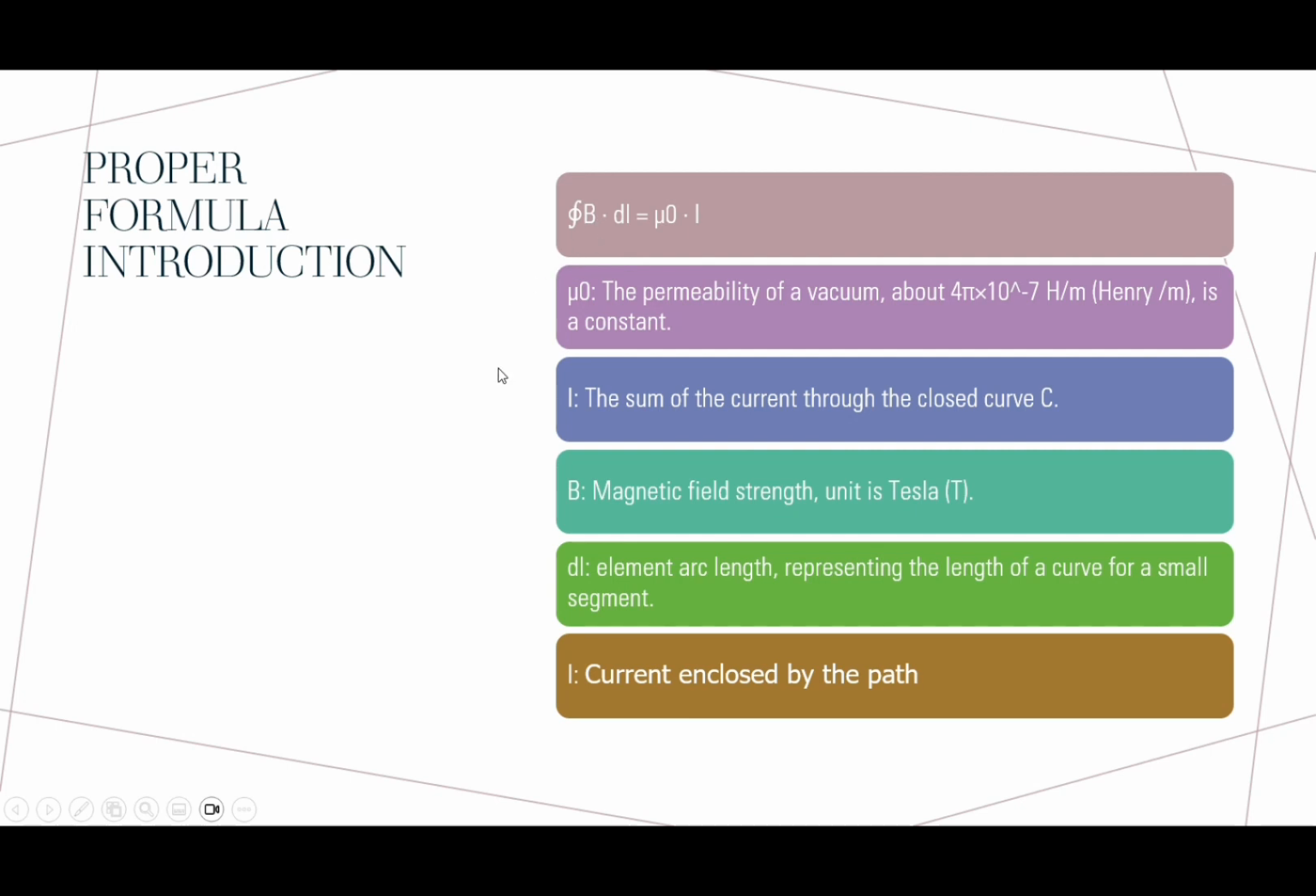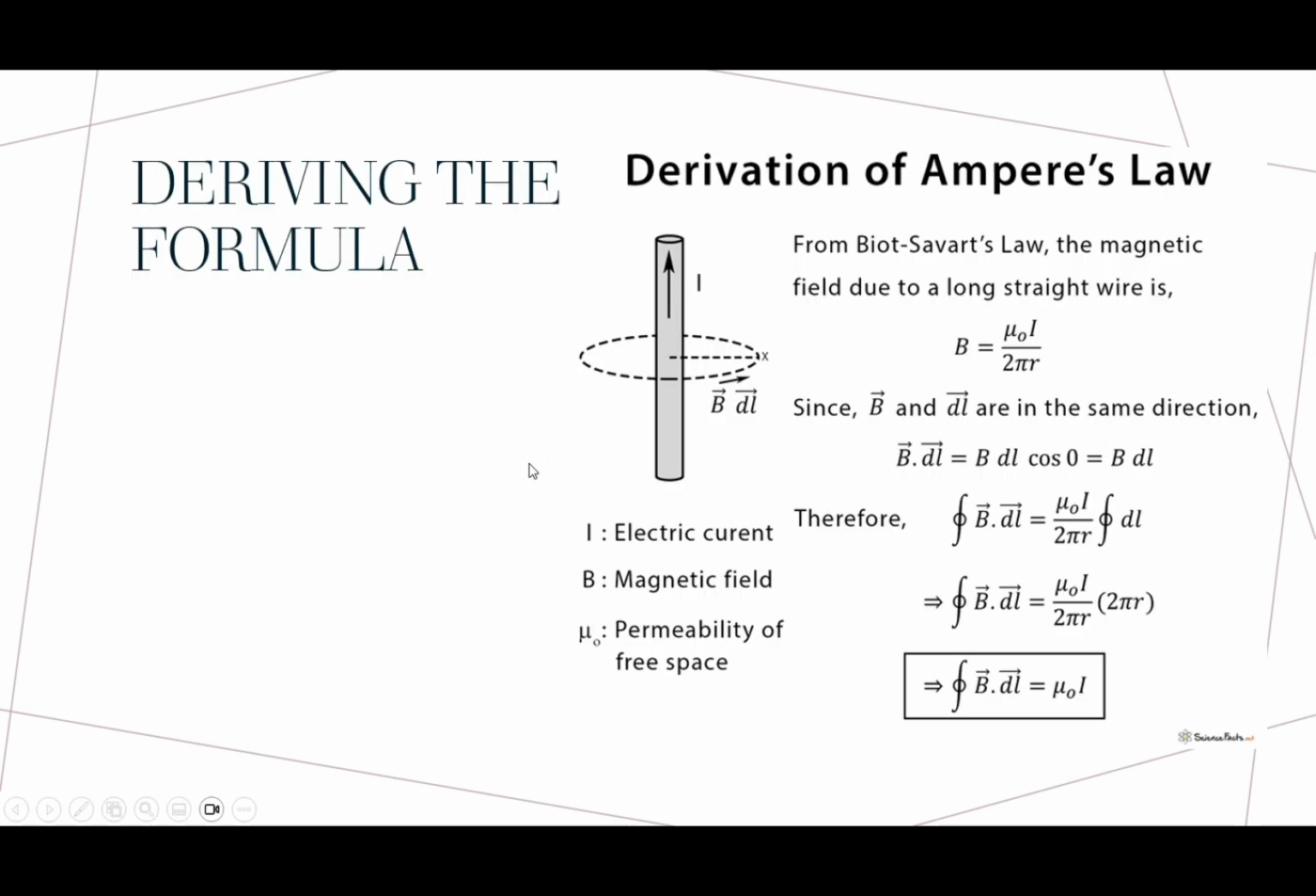This is the formula that usually shows B times dl equals mu 0 times I, and mu 0 is the permeability of vacuum. It's a constant value that's 4 pi times 10 to the negative 7 H per meter, and I is the sum of current through the closed curve C. B is the magnetic field strength, unit in Tesla. dl, element arc length, representing the length of curve for a small segment, and I is a current enclosed by a path.